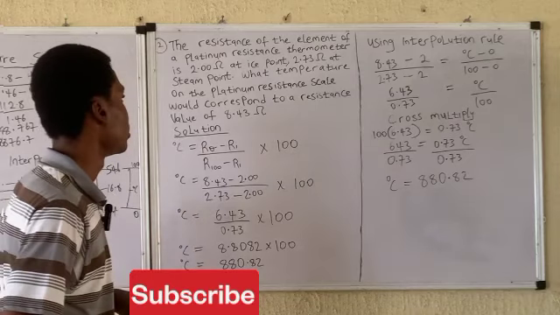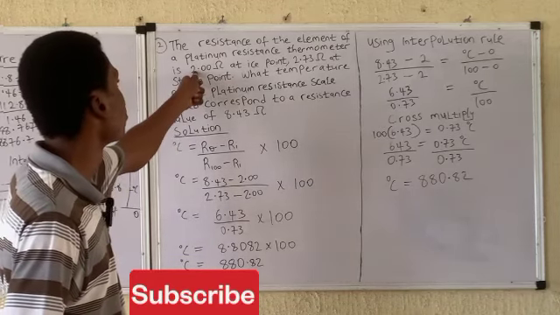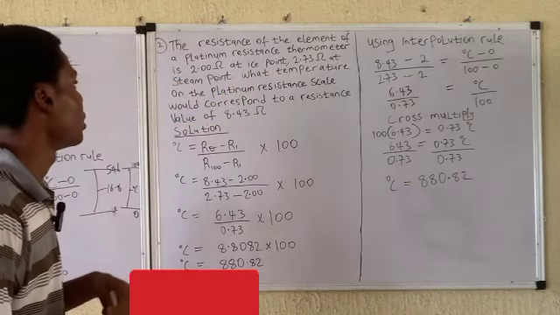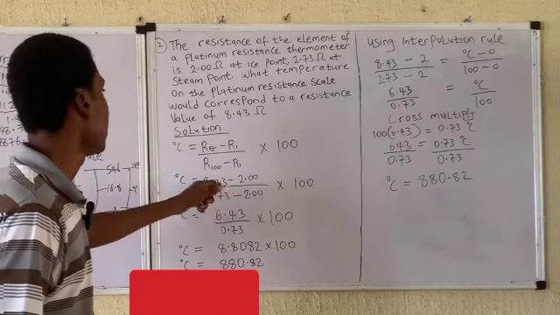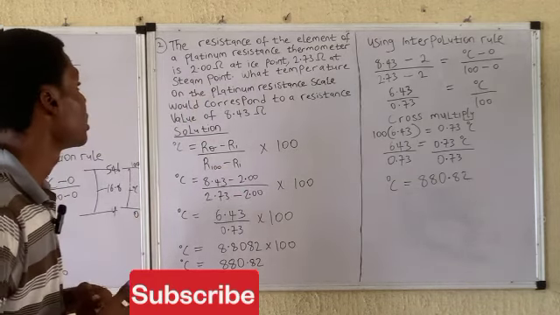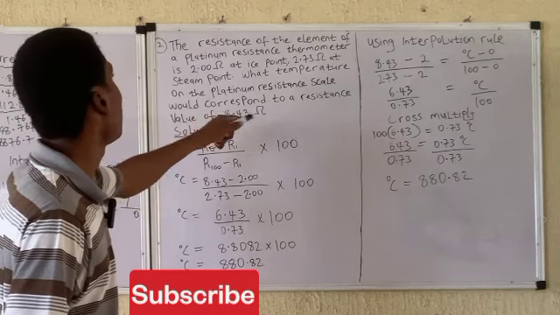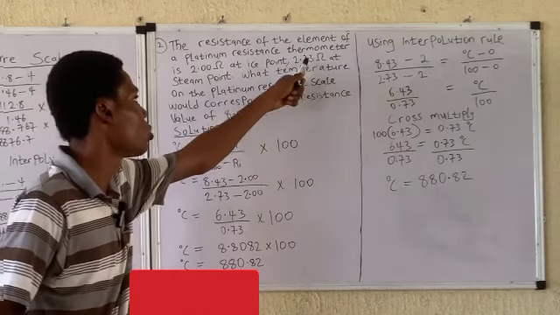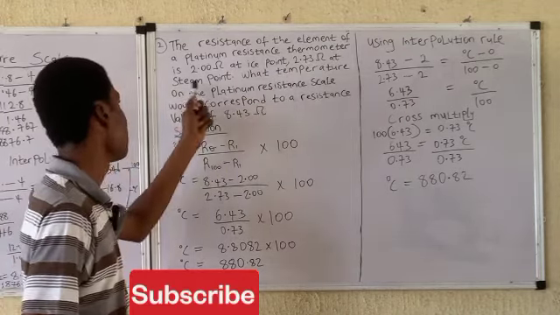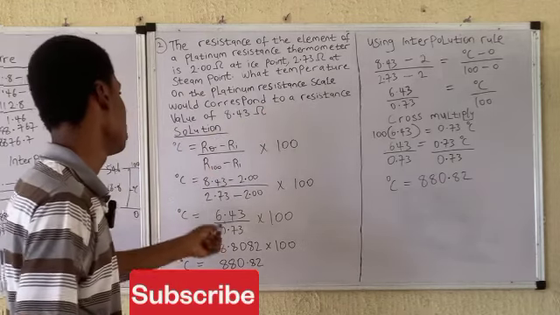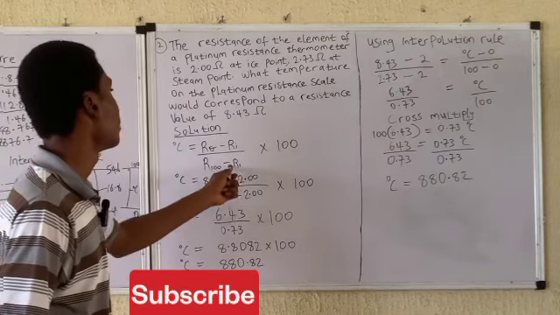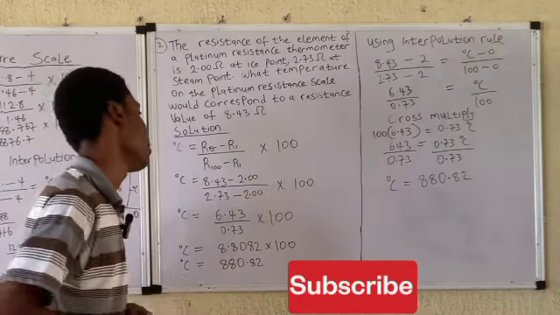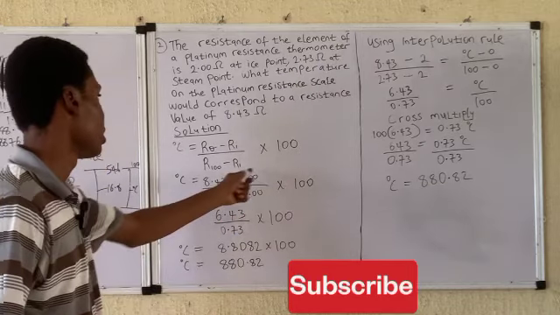Our Ri is our lower fixed point. Our lower fixed point here is 2. As you can see, 2 at ice point. Remember, ice point is our lower fixed point. Then our R100 is our upper fixed point. Where's our upper fixed point here? Our upper fixed point is 2.73, as you can see, at steam point. Then our Ri is still our lower fixed point, which we have as 2. Then times 100, as we have in the formula.